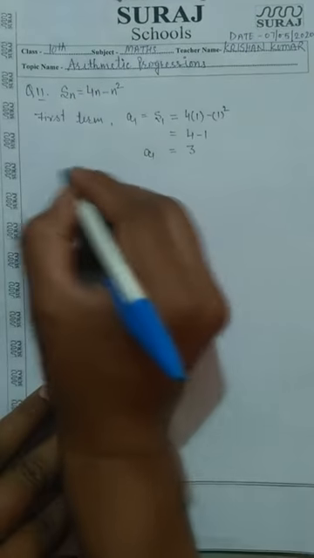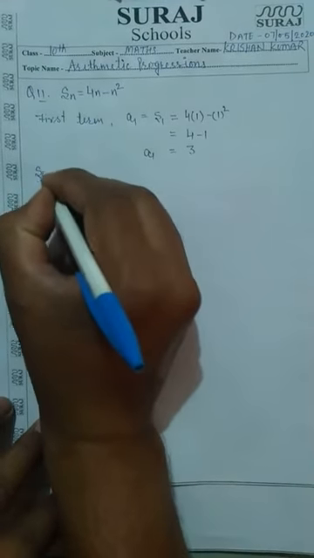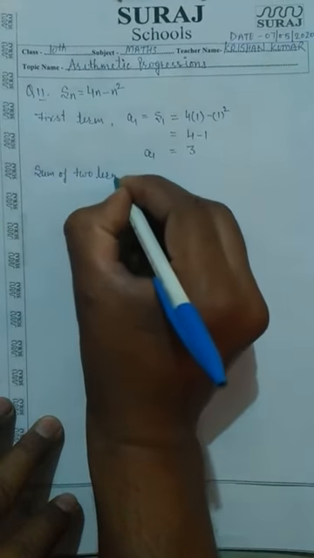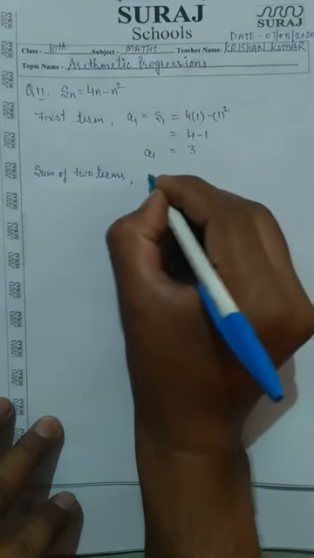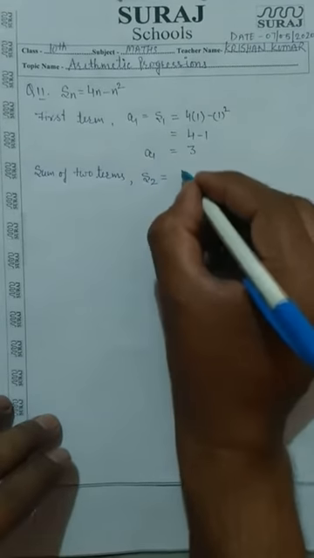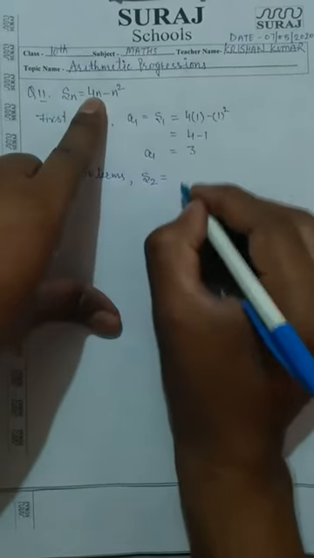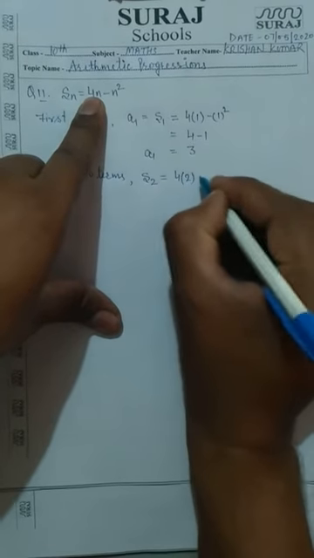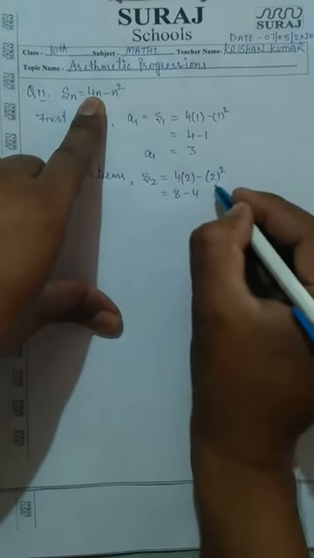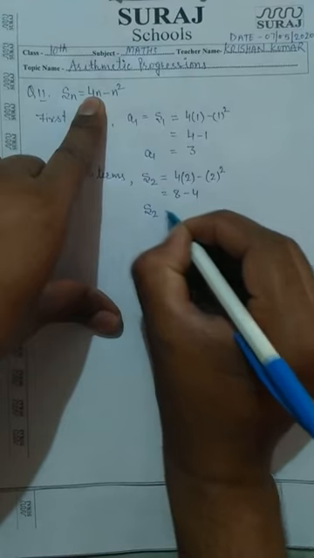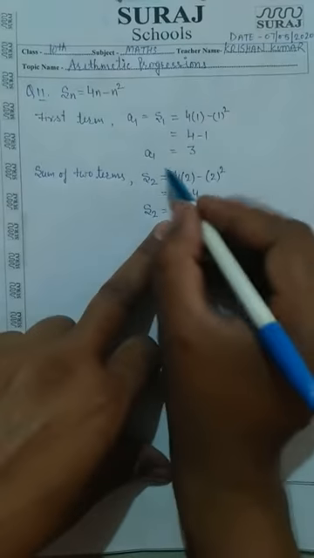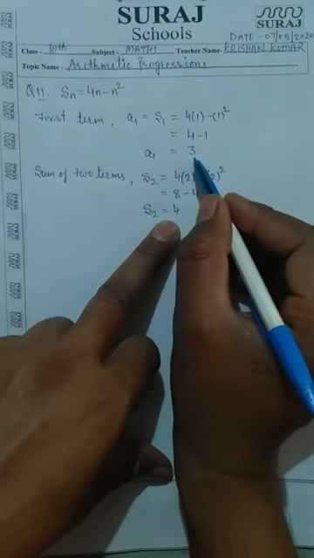Second term, it means A2. First of all, we find S2, the sum of two terms. For S2, we place n equal to 2: 4 into 2 minus 2 square. 4 times 2 is 8, minus 2 square is 4. So S2, the sum of two terms, is 4. The first term is 3.